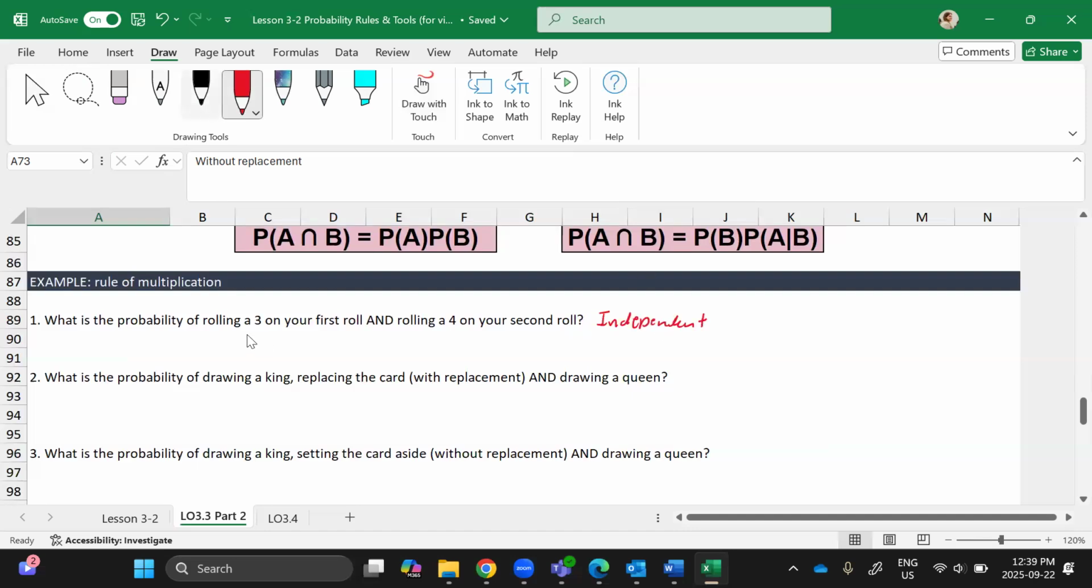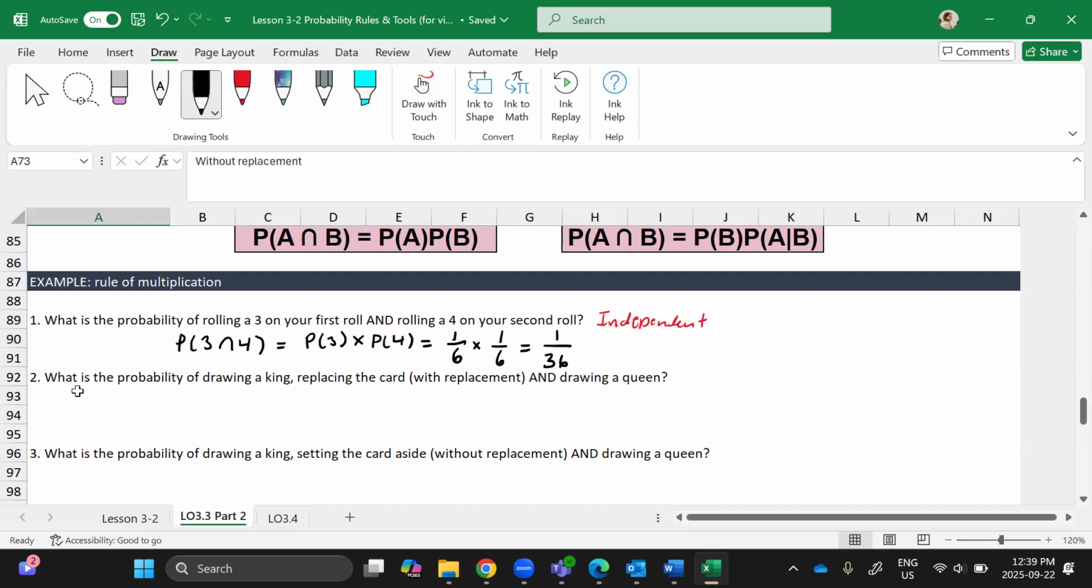If that is actually true, then we can say that the probability of getting a 3 and then getting a 4 is simply the probability of a 3 times the probability of 4. That's why it's called the multiplication rule. You simply multiply them. Probability of 3, 1 in 6. Probability of 4, 1 in 6. We would get a 1 in 36 chance.